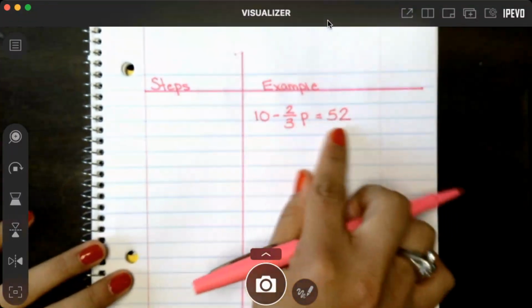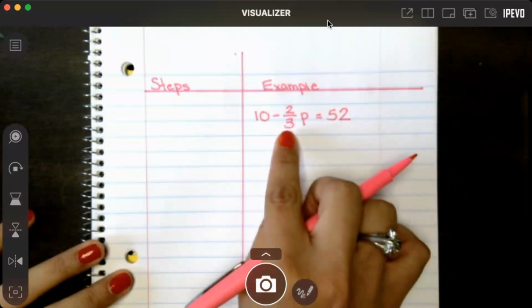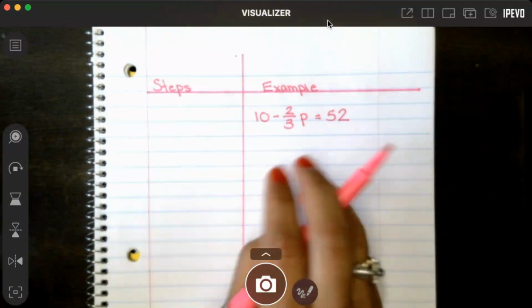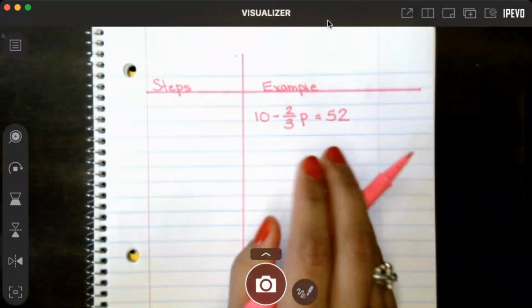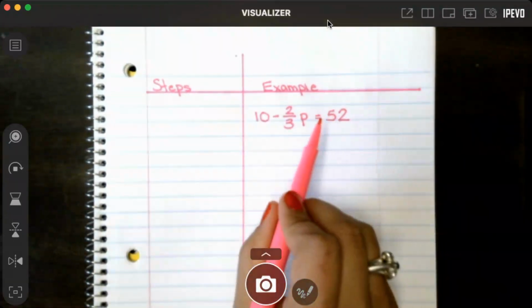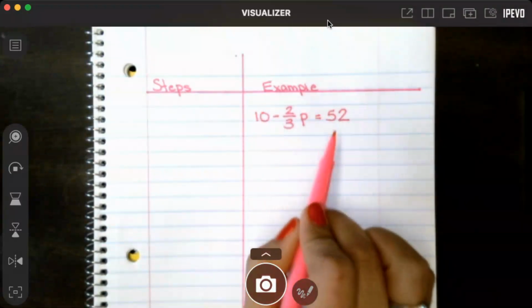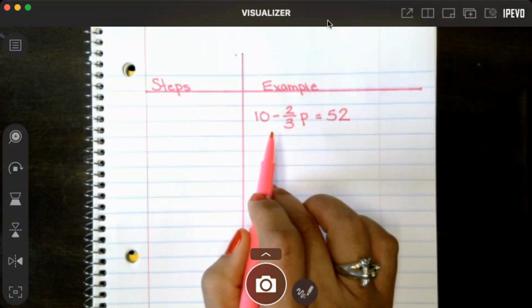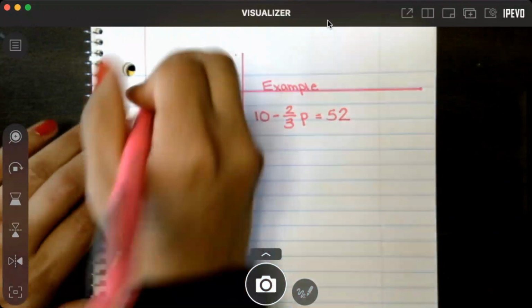Looking at this equation, one thing that I see is that there's a fraction in it. And fractions do sometimes complicate things. I love fractions, especially for baking, but it might be a little easier to not have a fraction here. So I'm going to show you a little trick to remove that fraction from this problem.